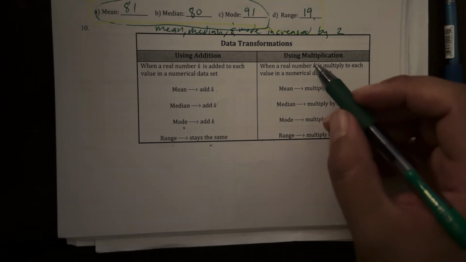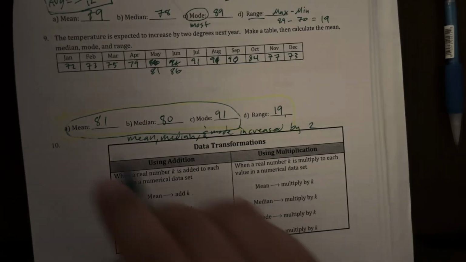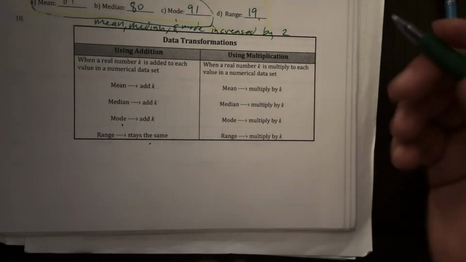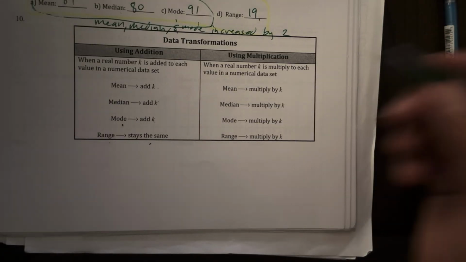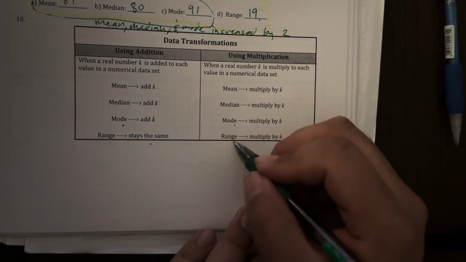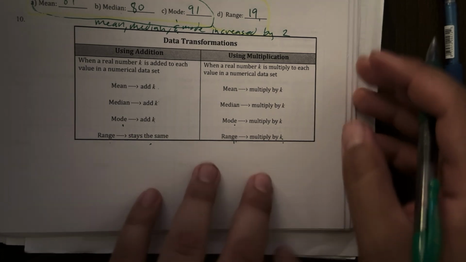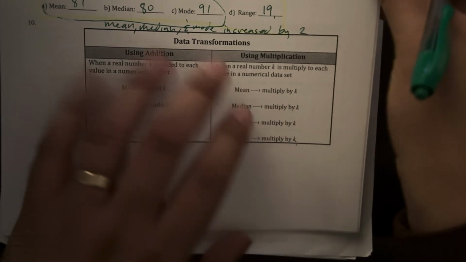Now it is different if you are multiplying. So let's say all the numbers above had doubled. Doubling means multiply by 2, so you would multiply the mean, the median, and the mode by 2. This also happens to the range, so if you are multiplying, then you definitely have to multiply the range, okay?